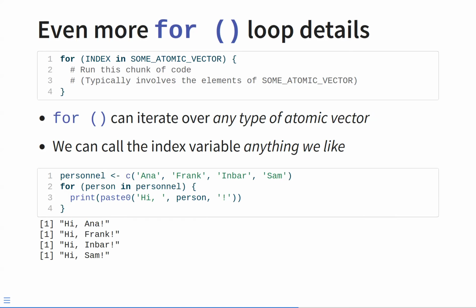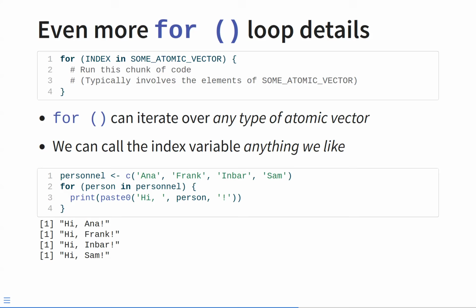A for loop can iterate over any type of atomic vector, and we can call the index variable anything we like. So here is a vector of some personnel from a past iteration of core ERM. And I'm going to loop over person in personnel, and then I'm going to print a greeting.